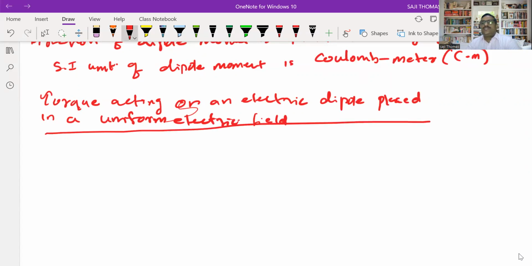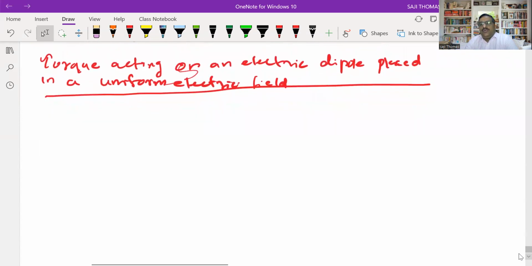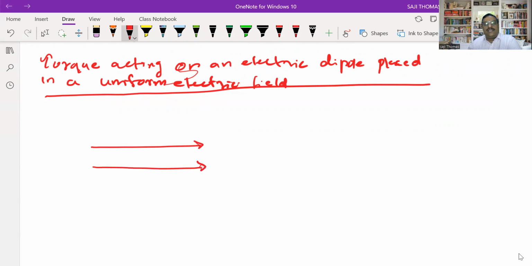So first we have to draw the diagram. You know how to represent a uniform electric field. A uniform electric field we can represent by parallel equidistant straight lines. I am drawing here a uniform electric field, so I have to draw parallel equidistant lines. The arrow mark shows the direction of the electric field. So this is a uniform electric field.